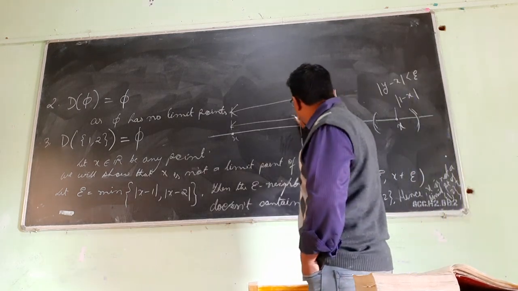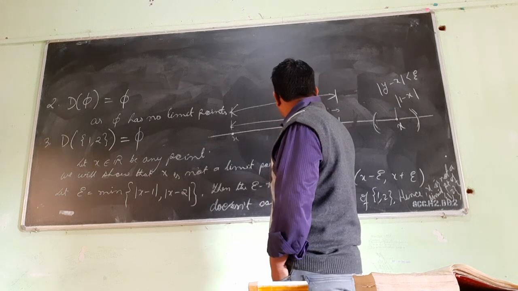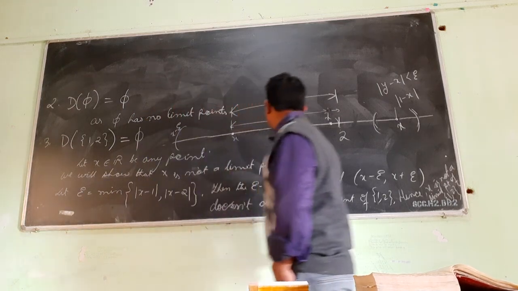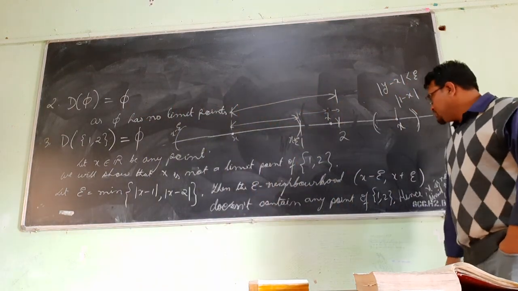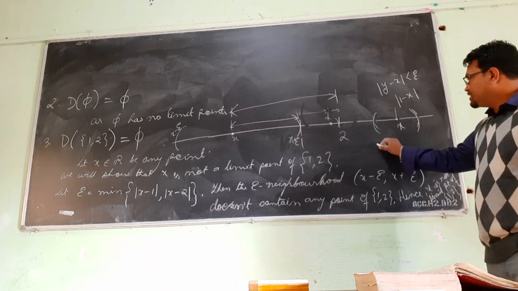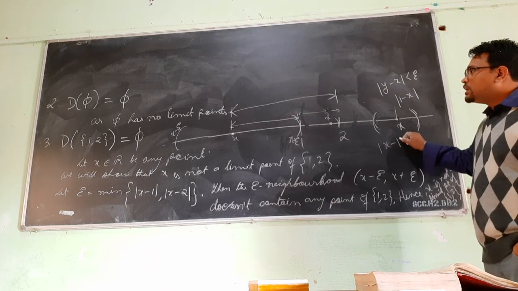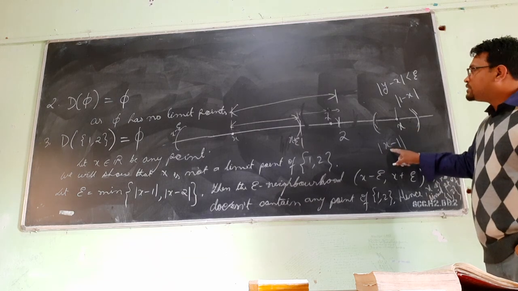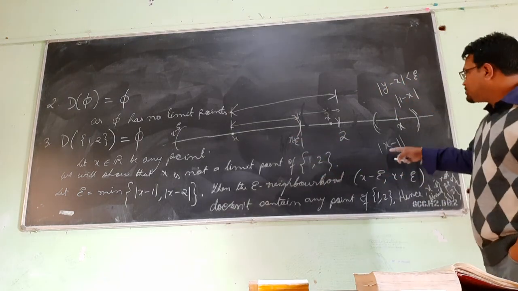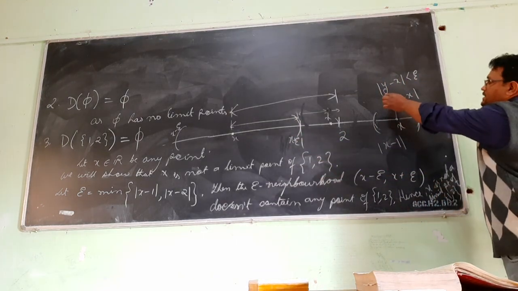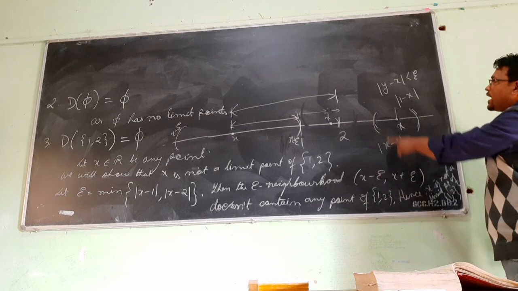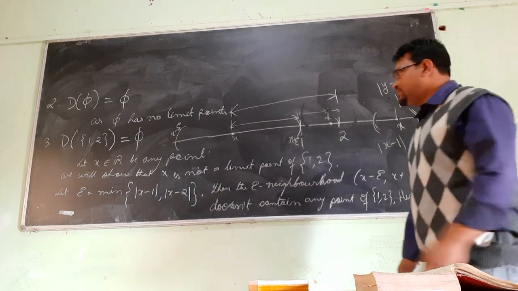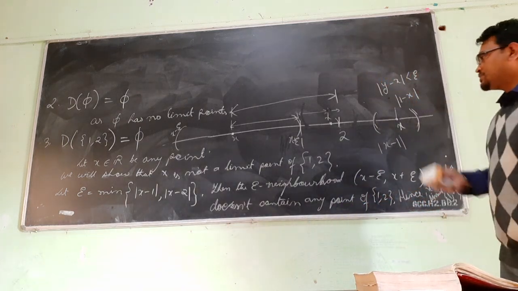Because this is an open interval. This x minus epsilon to x plus epsilon is an open interval. So 1 is not a member of this interval because the distance between x and 1 is exactly x minus 1. But for any point inside this open interval, the distance between x and y is strictly less than epsilon. So it cannot be exactly epsilon. So 1 cannot be a member of this.